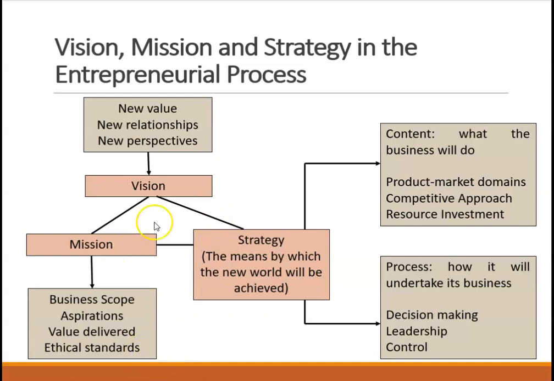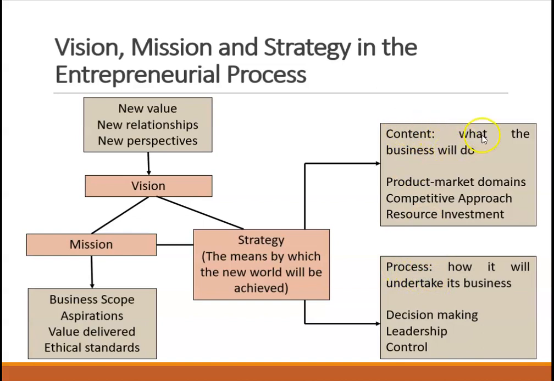And in order to achieve the mission and vision, the venture or the entrepreneur will create strategy. Strategy is the means by which the new world will be achieved. And as I mentioned to you in the previous slide, the strategy encompasses the content and process as well as the environment. But here we'll focus on the strategy content and the strategy process.